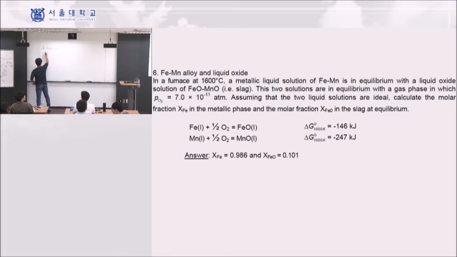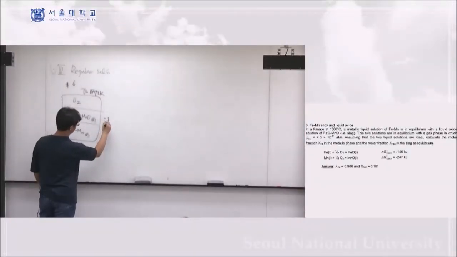This is question number 6. So this furnace is at 1873 Kelvin. We have basically three phases here. Here is the iron-manganese liquid phase, the liquid phase and O2. This is an ideal solution, and this is the gas phase.